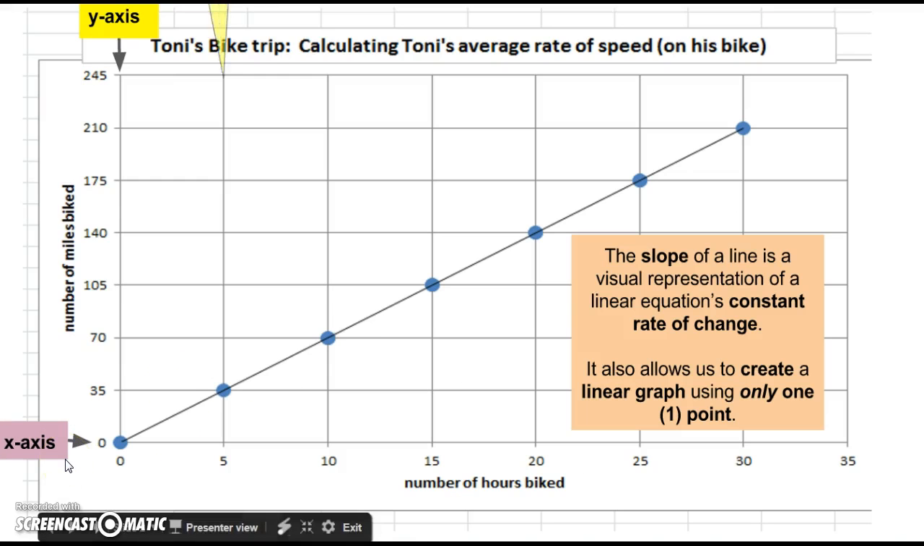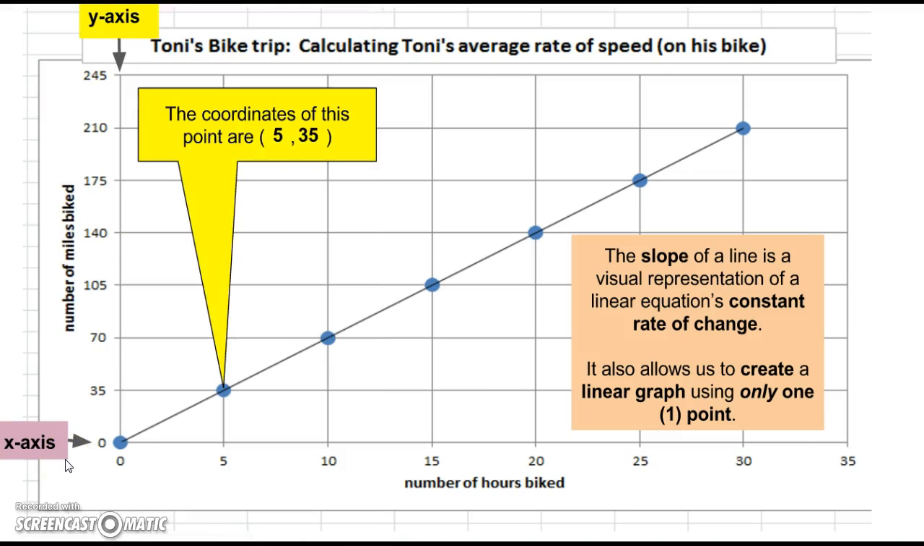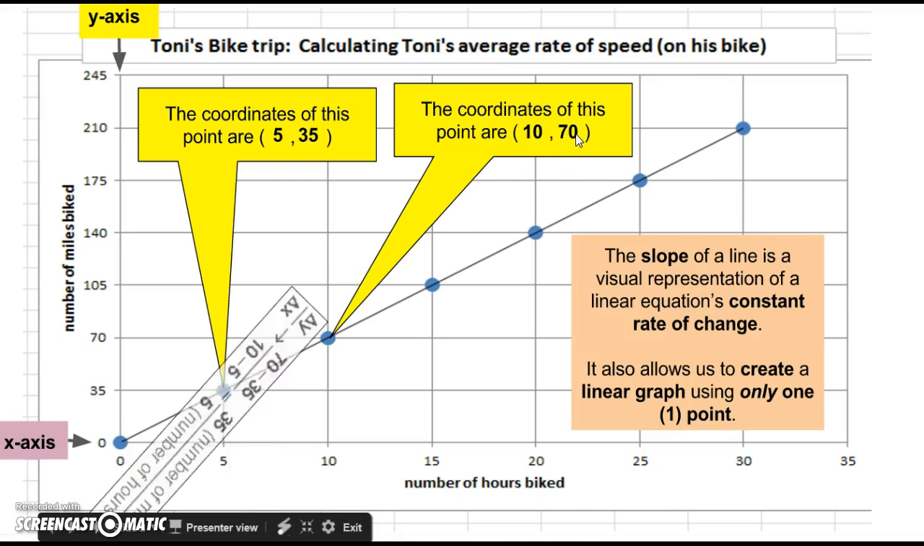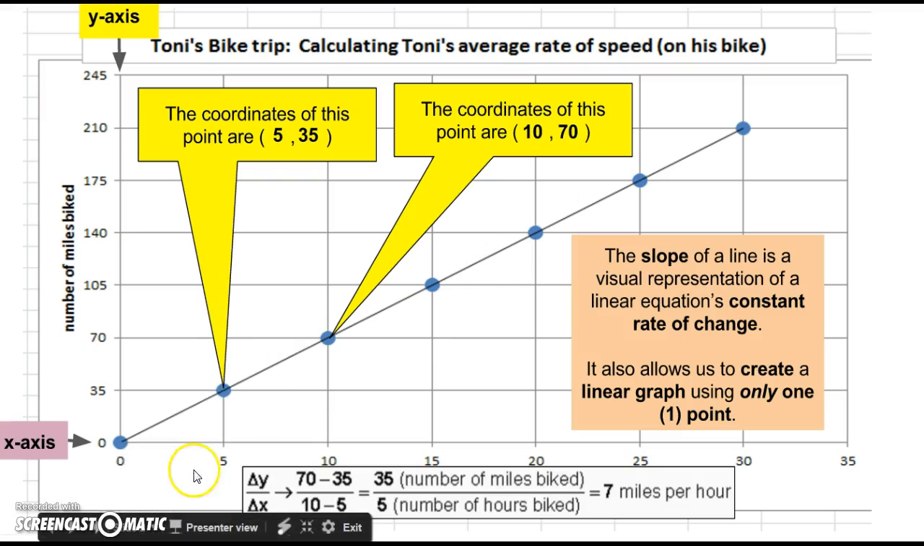So let's look at another example now. This is Tony's bike trip, and we're calculating Tony's average rate of speed on his bike. The first coordinate is located at (5, 35), and the next coordinate is located at (10, 70). To find that slope, once again, we look at the constant rate of change, delta y over delta x, and that means 70 minus 35 over 10 minus 5.